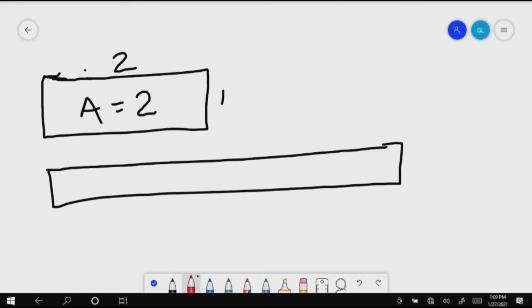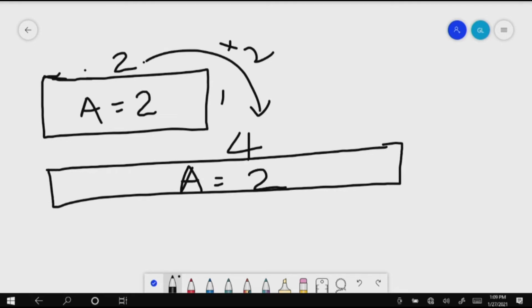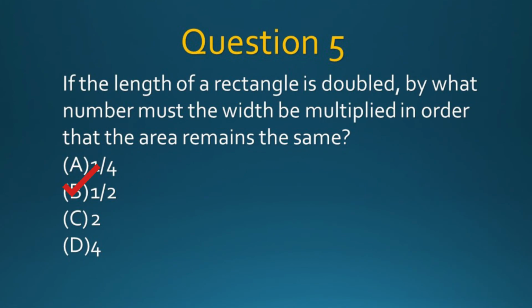All right, so the question says, if we increase the length by twice the amount, so from 2 we increase it to 4, twice the amount, but the area must be maintained to be the same. What value should we multiply by in order for that to happen? We should multiply the length by half to maintain the area being the same. So our solution for the question would have been B, which is a half.